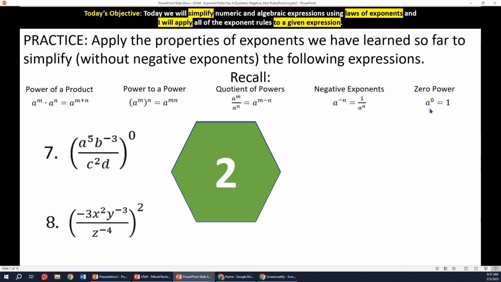Let's look at 7 and 8. Take 2 minutes to do 7 and 8. About 1 minute remaining.